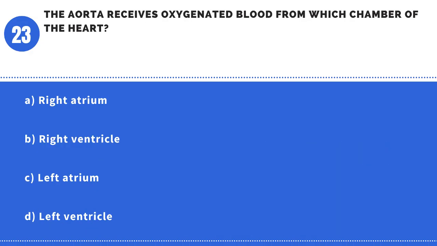Question 23. The aorta receives oxygenated blood from which chamber of the heart? A. Right atrium. B. Right ventricle. C. Left atrium. D. Left ventricle.